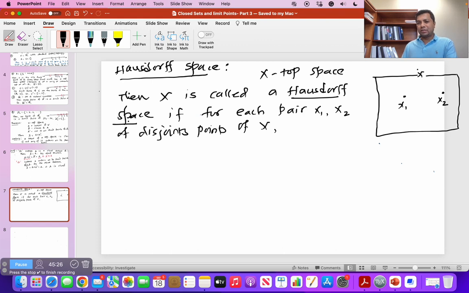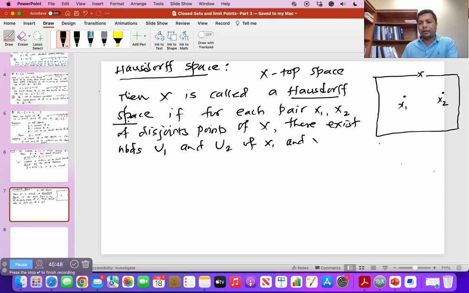For each pair of distinct points in X, there exist neighborhoods U1 and U2 of x1 and x2 respectively that are disjoint. Okay, this is the formal definition of Hausdorff space.